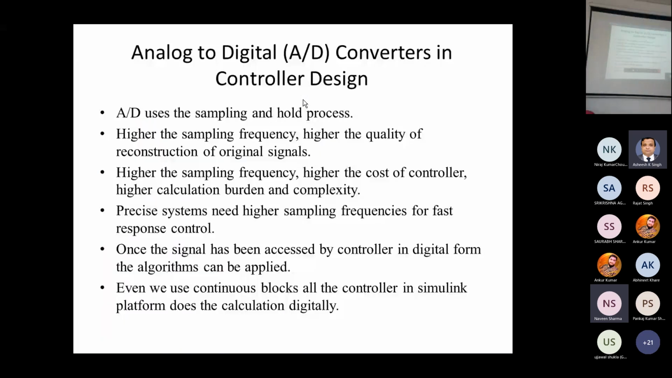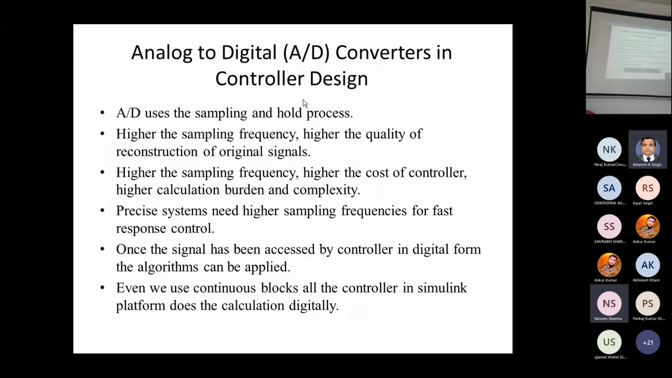So analog to digital converters are important parts of this controller design. This uses the sampling and hold process. A higher sampling frequency provides higher quality of reconstruction of the original signals. Higher sampling frequency leads to higher cost of the controller and higher calculation burden and complexity. However, a precise system needs higher sampling frequencies for fast response control.